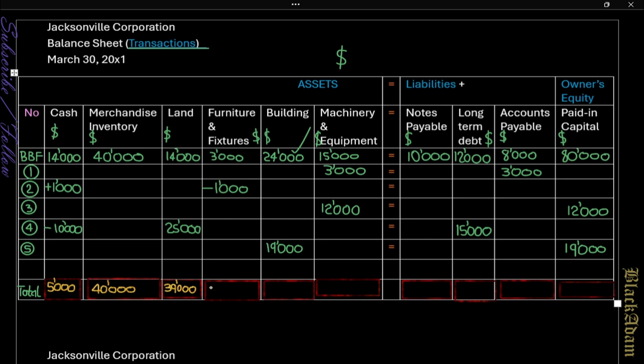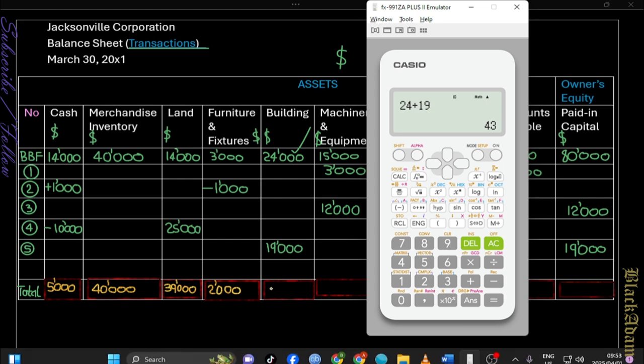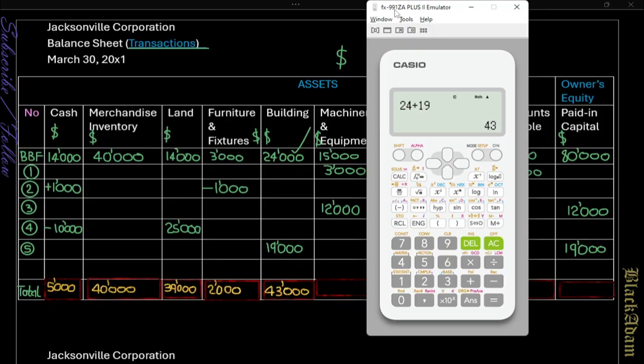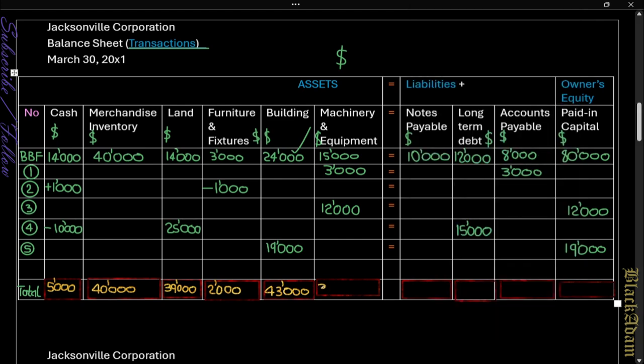And then we have furniture and fixtures. So that is 3 minus 1, that's 2. And then we have 24 plus 19, which is 43. So we have 43,000, which is the worth of the building that we have. And then we come to the next one, which is 15,000 plus 3 plus 12, which gives us 30. So we have 30,000 worth of machinery and equipment. And then we come to the notes payable.